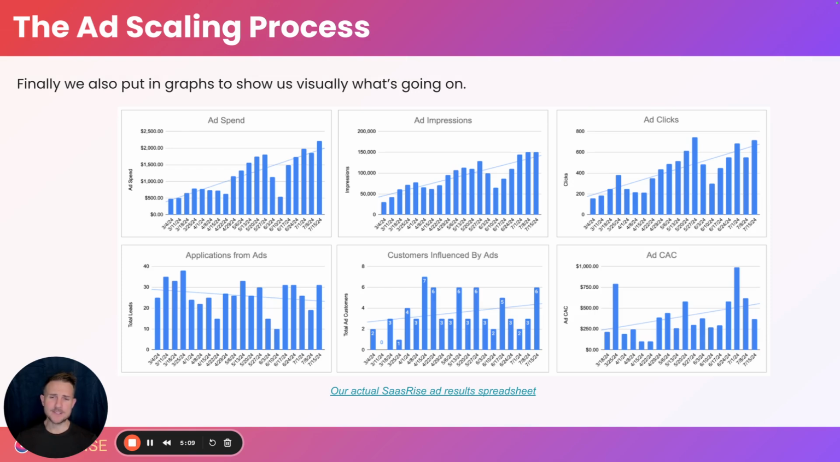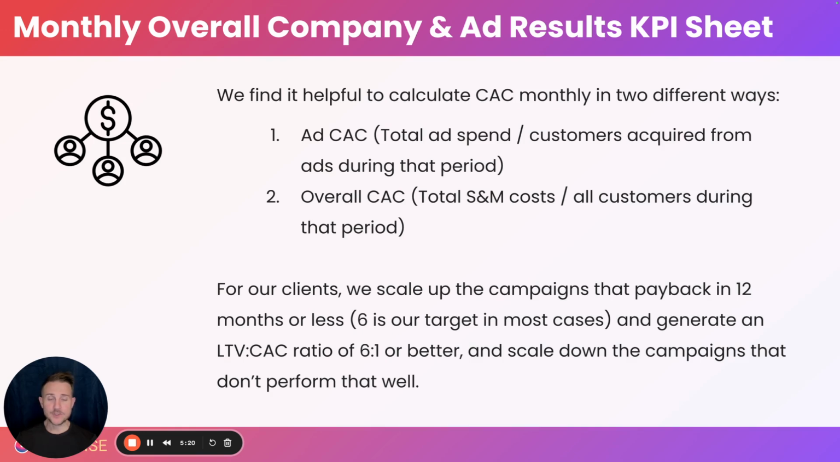And then we put in graphs, and you can have your marketing team do this, or if we run your ads, we'll do this for you each week. We put in graphs to show you visually what's going on and how things are trending. So take a look at our spreadsheet, copy it, use it as a template, and make sure you're reviewing this with your team on a weekly basis, or at very minimum your CMO or head of marketing is.